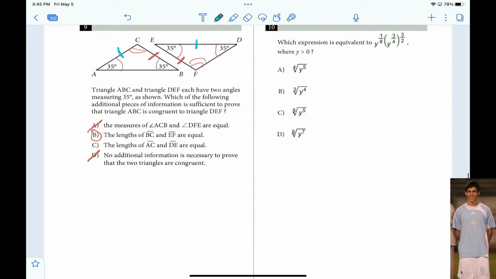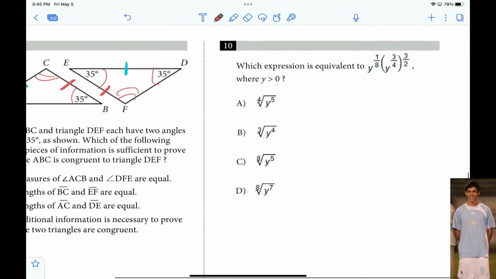All right. So then number 10. So having to deal a little bit with exponents. Here I would notice that I am multiplying. I have an exponential raised to another exponent, which means we're going to multiply those two exponents. So I'm just going to write y to the 8th times y to the 9 over 8.